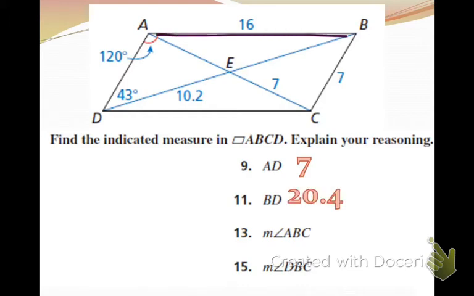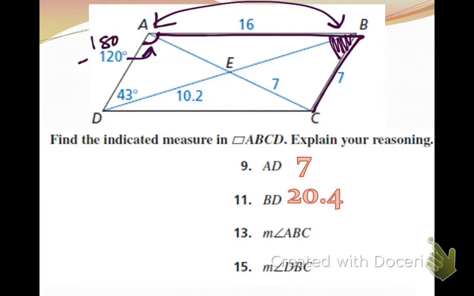Next we want ABC. All right, so we're going to find ABC, which is this entire angle. We are given 120. If all of angle A is 120, what relationship will angle A and angle B have? They're consecutive, which makes them supplementary. So you're going to do 180 minus 120, which is 60. Good, so the whole angle there is 60.